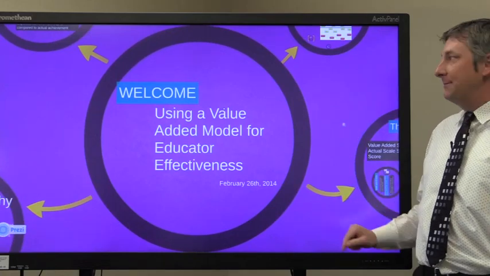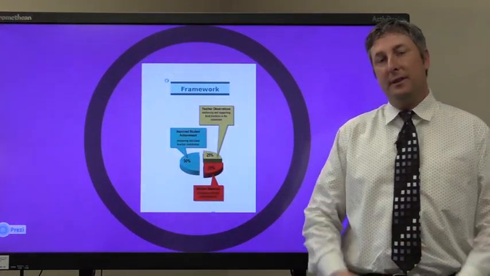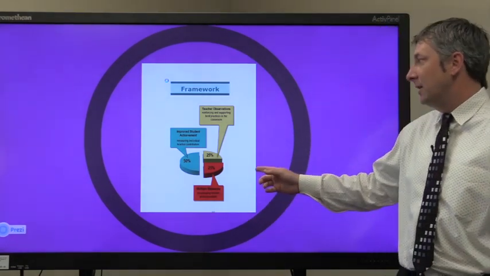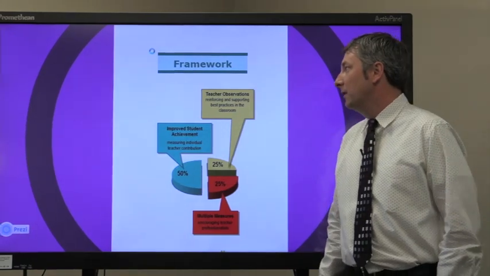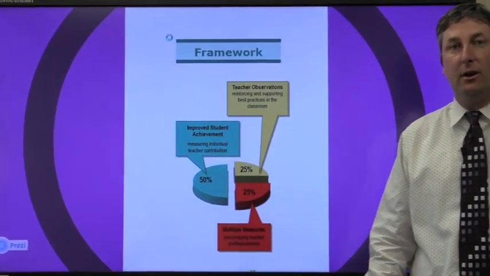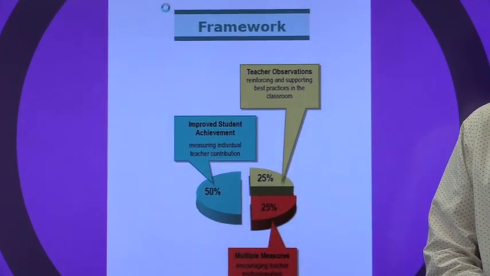And the first thing to keep in mind is that this is only one data point within the matrix that makes up educator effectiveness. And as you can see here, improved student achievement is 50% within the model. 25% is teacher observations, and 25% also with multiple measures. So do keep in mind that this is just one piece of the evaluation system.